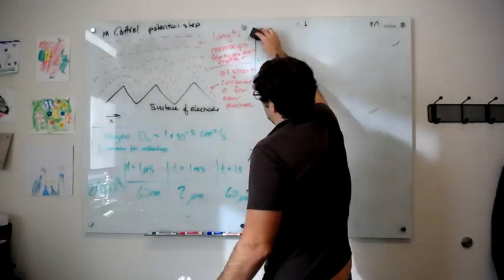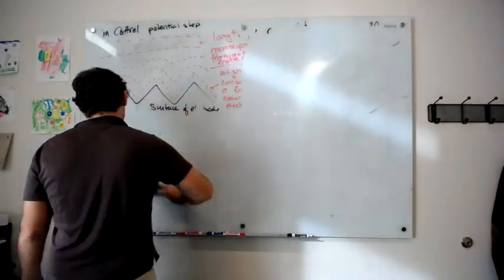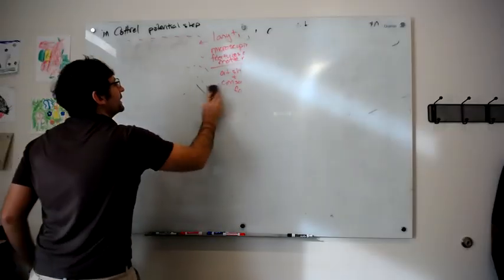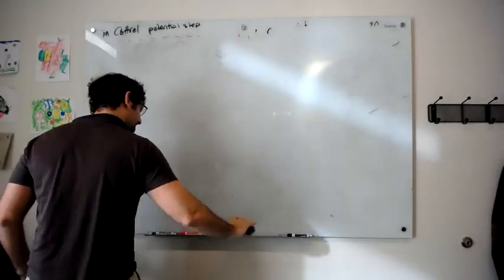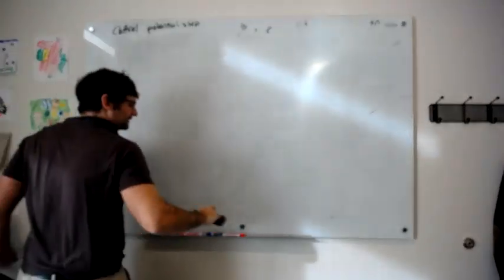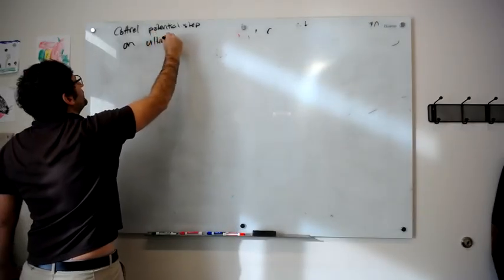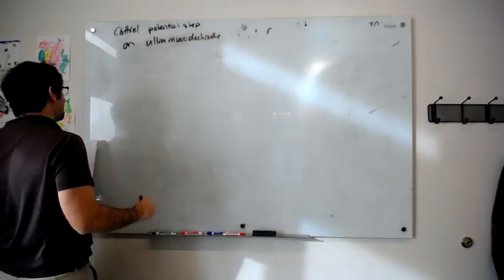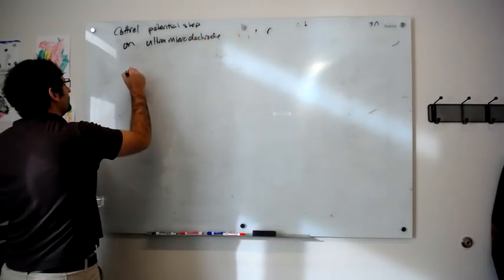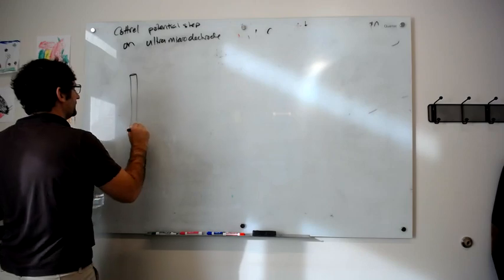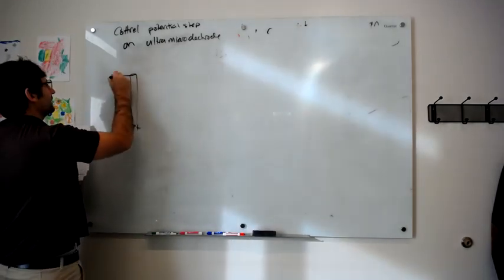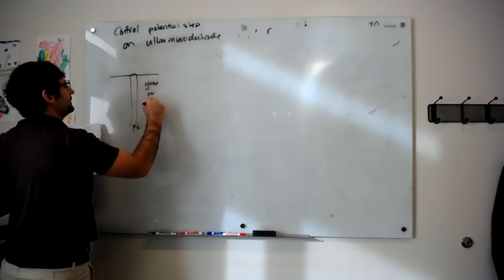We can use something called an ultra-micro electrode. These are very useful in analytical electrochemistry. So we have Cottrell potential step on ultra-micro electrode. And I might have a wire, a very small platinum wire, that I have embedded in glass or epoxy, okay? You can buy these now.